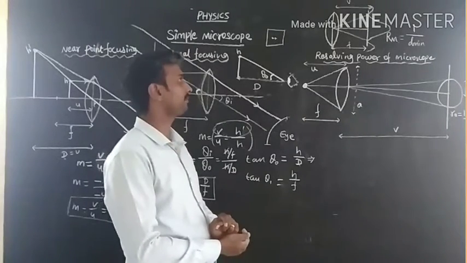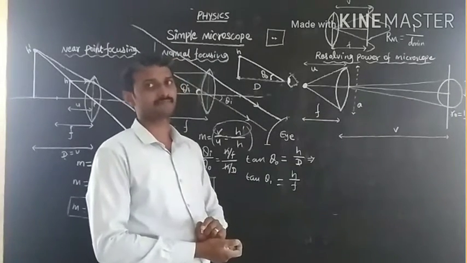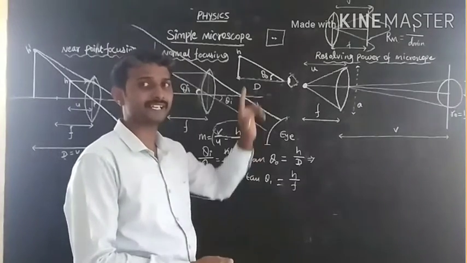So here d minimum is the minimum distance between the two points in an object.